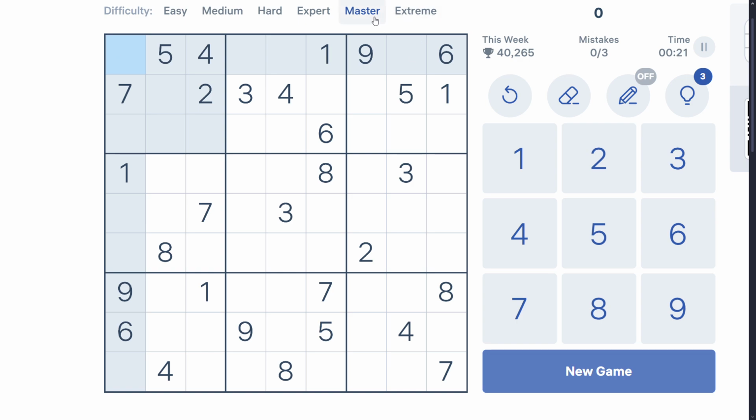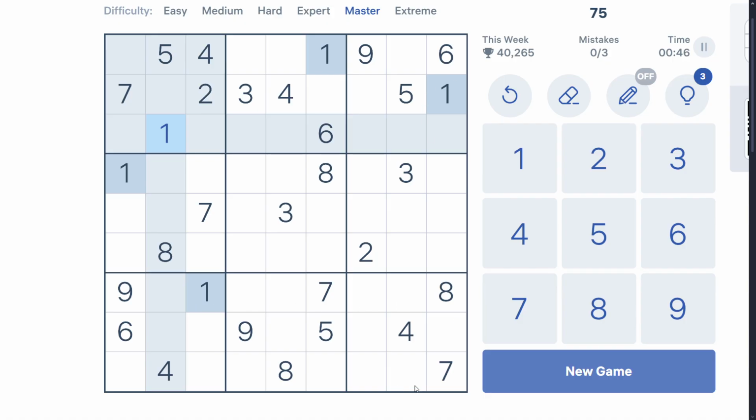I'm doing a master difficulty Sudoku on Sudoku.com. So we'll start off with ones. This one blocks off these two, this one blocks off this one blocks off this. This must be a 1. Okay. Some others, maybe. I feel like that's it.